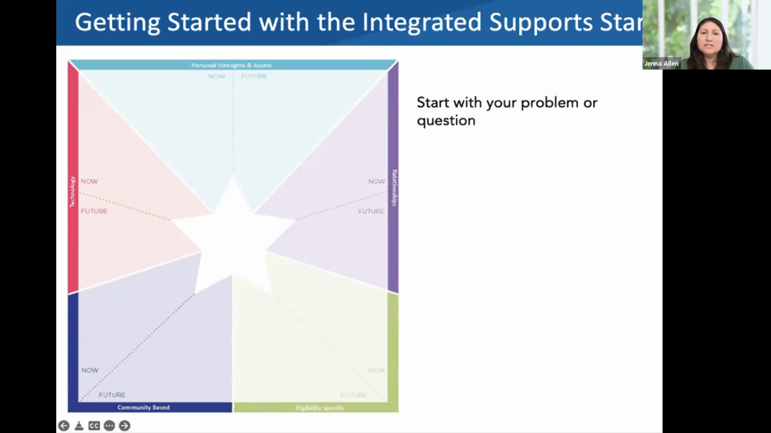So the way that you would start with the integrated support star is starting with usually a problem or a question that you're seeking to explore, to communicate about. So I chose something pretty straightforward for today's presentation. This is a real life experience from my life this past fall, whereby my husband's car kept breaking down and it needed a series of fairly expensive repairs. And that kind of got us thinking about, all right, what do we want to do about this in the future and in more of a long-term kind of way?